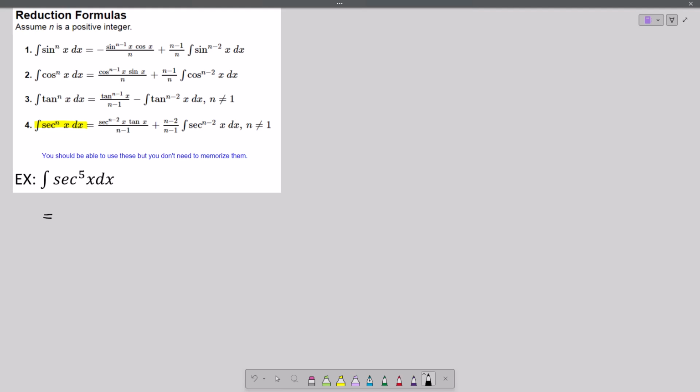So we're going to use the bottom row in this reduction table. And so first we have secant to the n minus 2. The only thing we really need to do is identify what n is. So n is 5. So we're going to end up with secant cubed of x multiplied by tangent of x, all divided by n minus 1, which is 4, since n is 5. And then plus n minus 2 over n minus 1, so that's going to be 3 over 4. And we've now reduced the power of secant in this integral down to 3.